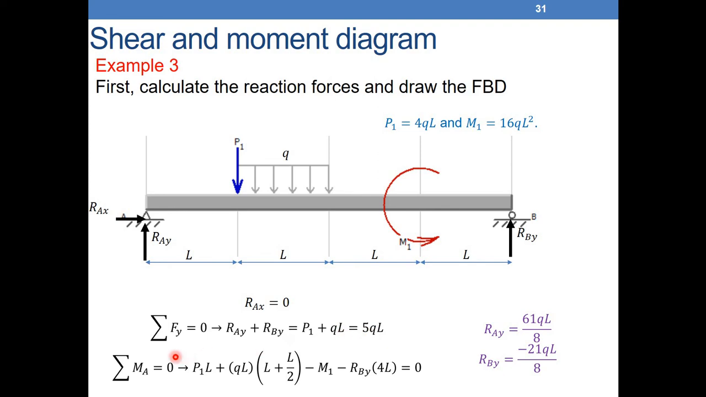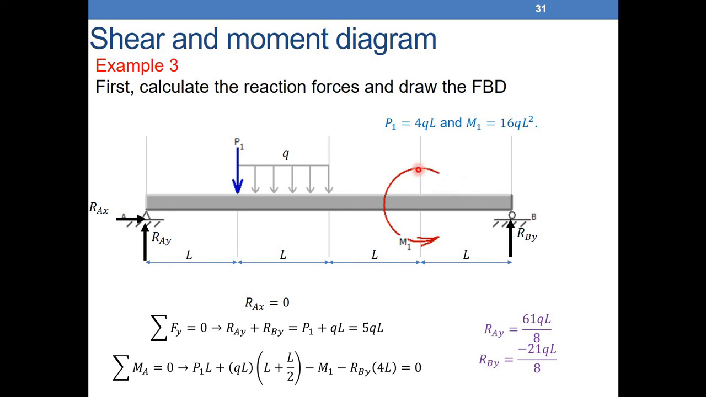Sum of moments around A is equal to 0. So P1L plus QL times the distance, which is L plus L over 2, because Q acts as a force QL applied at L over 2 here. So the distance from QL to A is L plus L over 2. What else do we have? We have RBY times 4L, and also the moment, because the external moment is applied everywhere.